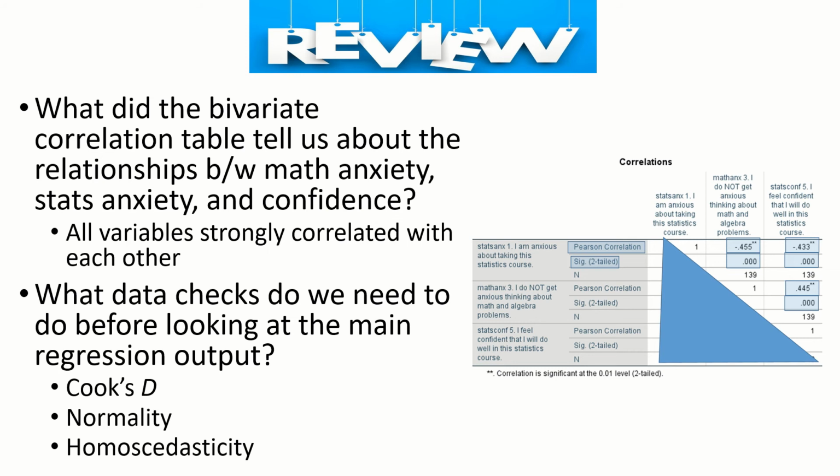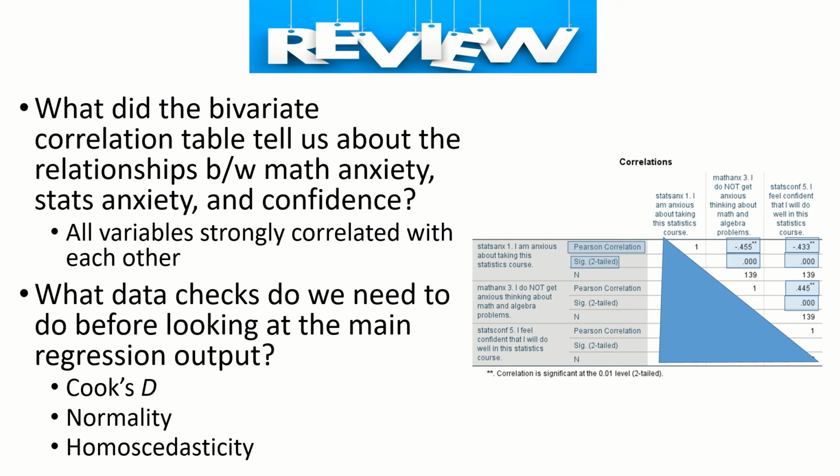Remember that there's always going to be some level of error in predicting the DV from the two independent variables that we have here. Stats anxiety and math anxiety are the IVs, confidence is our DV. And we don't see any perfect correlations here, so we're not going to explain 100% of the variability in our outcome. We're not going to have perfect prediction here. The regression analysis using the IVs is going to predict each participant's score, but that prediction is going to be a little off since we don't have perfect relationships.